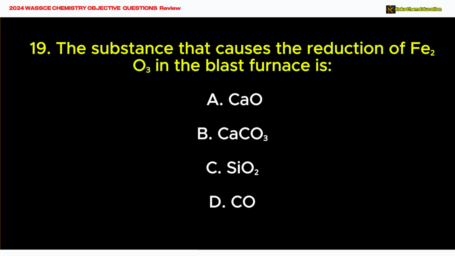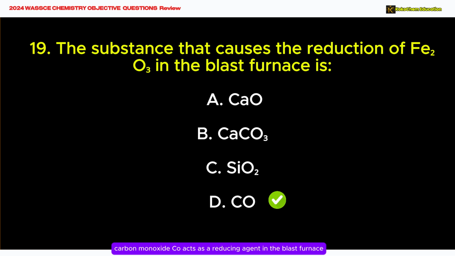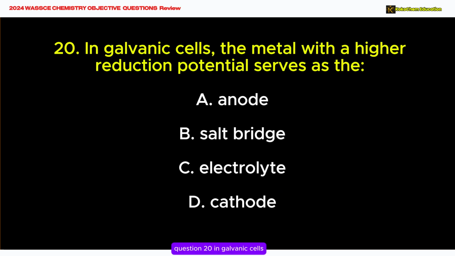Question 19. The substance that causes the reduction of Fe2O3 in the blast furnace is A. CaO, B. CaCO3, C. SiO2, D. CO. The correct answer is D. Explanation: carbon monoxide, CO, acts as a reducing agent in the blast furnace, converting Fe2O3 to metallic iron.